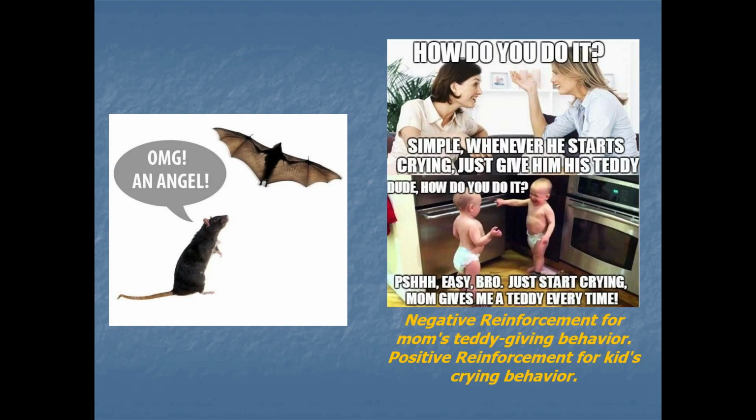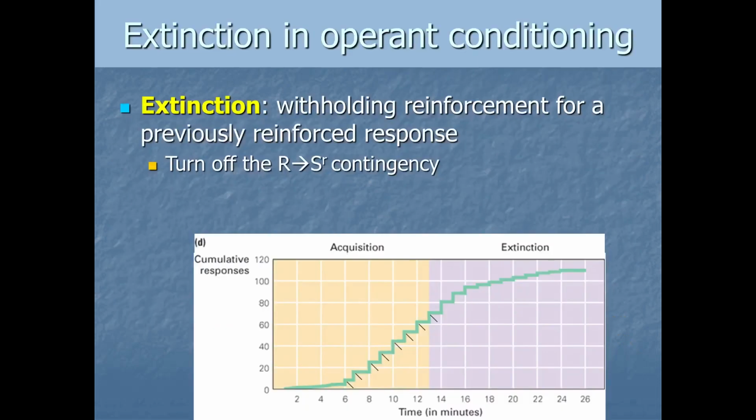All right. Anyway, let's move on to this video's topic, which is extinction, but now applied to operant conditioning rather than respondent conditioning. So in operant conditioning, extinction is when we start withholding reinforcement for a previously reinforced response. Basically, when the behavior stops paying off. In other words, you change the whole R leads to SR contingency so that R doesn't have that consequence anymore.